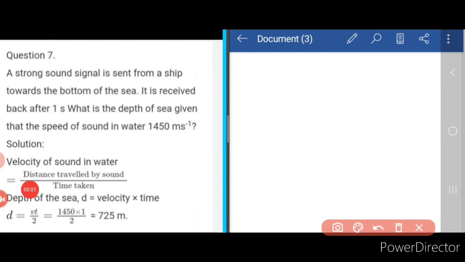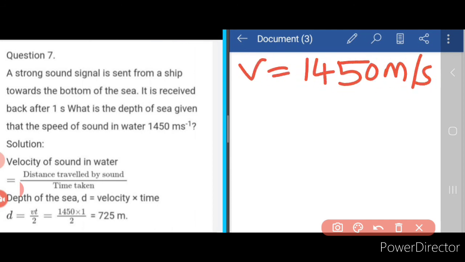The seventh question is, a strong sound signal is sent from a ship towards the bottom of the sea. It is received back after 1 second. What is the depth of the sea given that speed is 1,450 meter per second? Now what is given here? The speed of the sound, that is V, is given as 1,450 meter per second, right? Now what is the T? T is equal to 1 second.